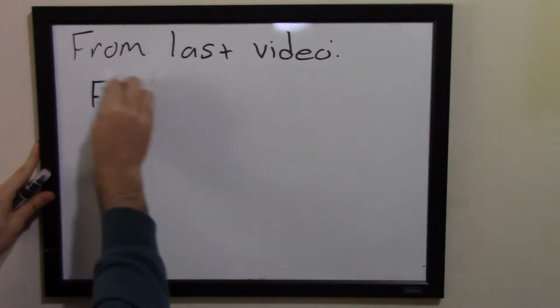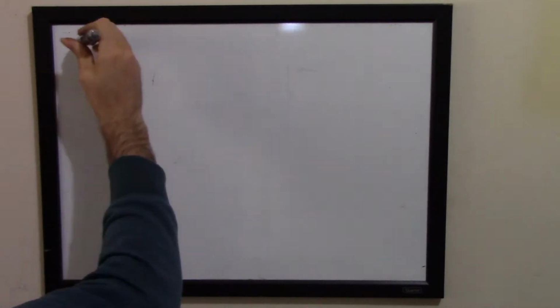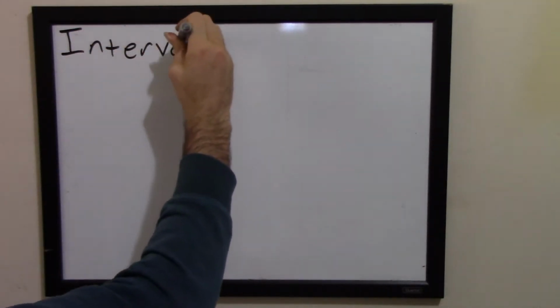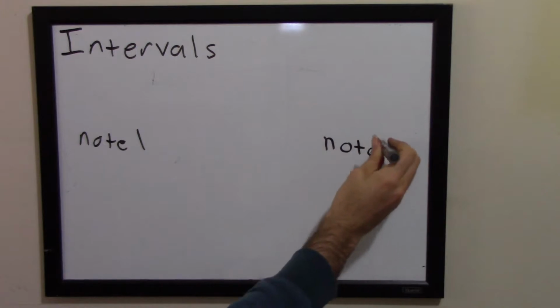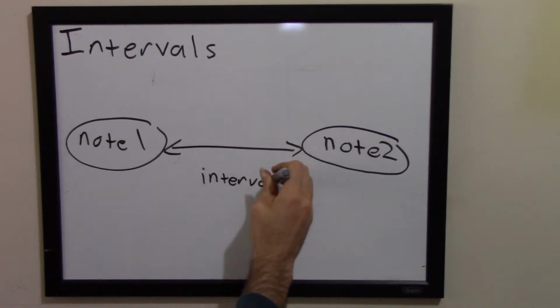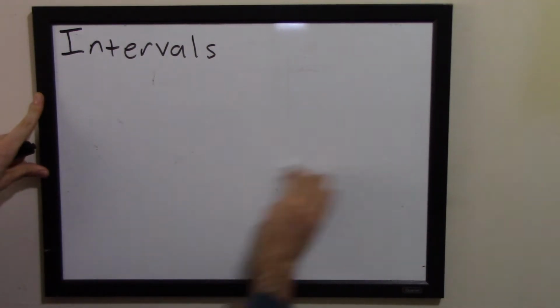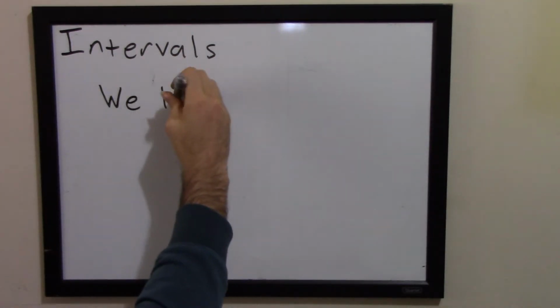So that is that. Now let's get to our subject at hand. Today we're going to learn intervals. So what is an interval? An interval is the distance between two notes. Okay, that's it. So we know the half step, the whole step, those are distances between notes.